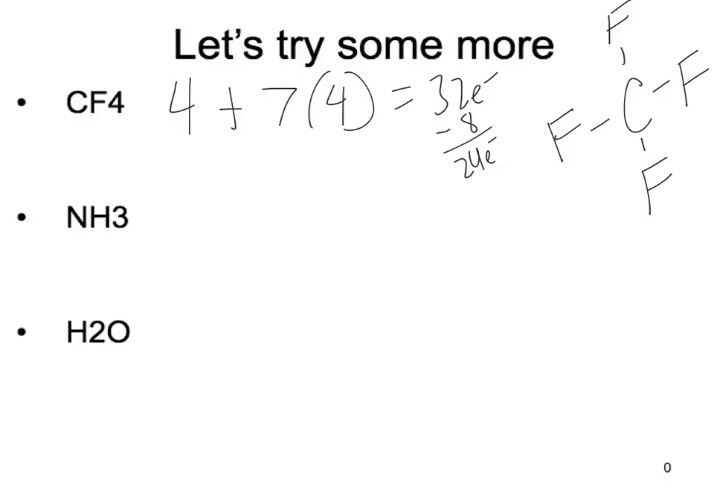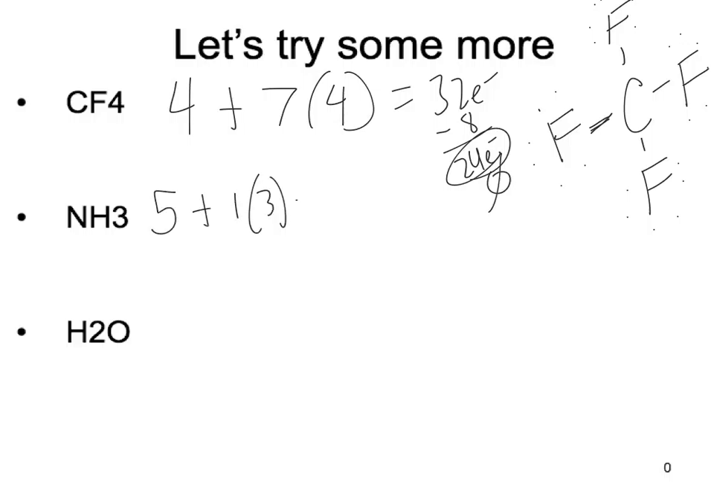Now carbon's satisfied. It has 2, 4, 6, 8 around it. It's good. But each fluorine only has 2, so it's going to need 6 more. So I'm going to give that one 6, that one 6, that one 6, and that one 6. And you see 6 times 4 is 24. I've used them all. So that is the correct Lewis structure. Everything is satisfied. I don't have any leftover electrons. I didn't use too many electrons. It was perfect.